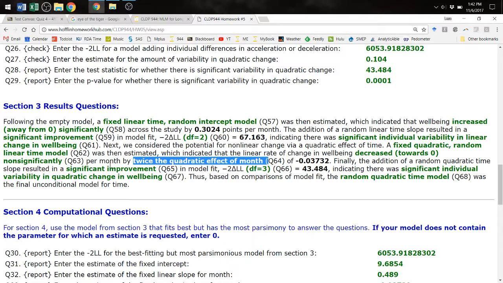There was significant individual variability. One thing I will point out, this is a popular source of confusion. When we added the random linear slope, that's a degrees of freedom equals 2, because it's the random linear slope variance plus its covariance with the intercept. When we added the random quadratic slope, that's a degrees of freedom of 3, because it's random quadratic slope variance plus the covariance with the random effects that are already there, intercept and linear slope.